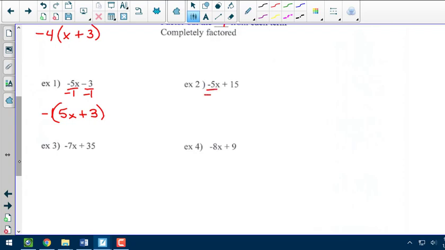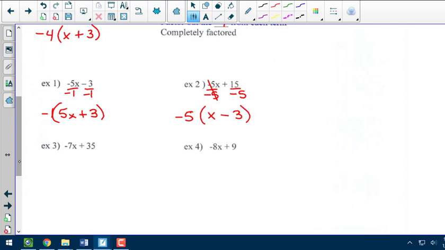Number 2. Oh, these have a negative. Well, they don't have negative 5 in common, but the first term can't be negative, so you have to take out negative 5. So those negative 5's cancel, and we get x, and 15 divided by negative 5 is negative 3.